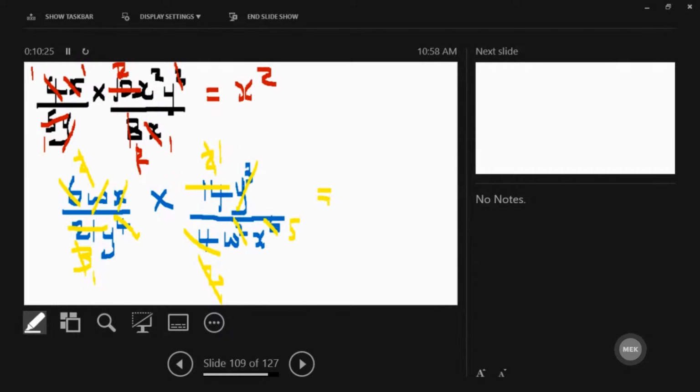So the final answer at the top, we just have 1 because all the variables and the numbers got cancelled. At the bottom, we have y, we have w, and we have x to the fifth power. So let's put them in alphabetical order: w, x to the fifth power, and y. So that's our answer: 1 over w x to the fifth power y.